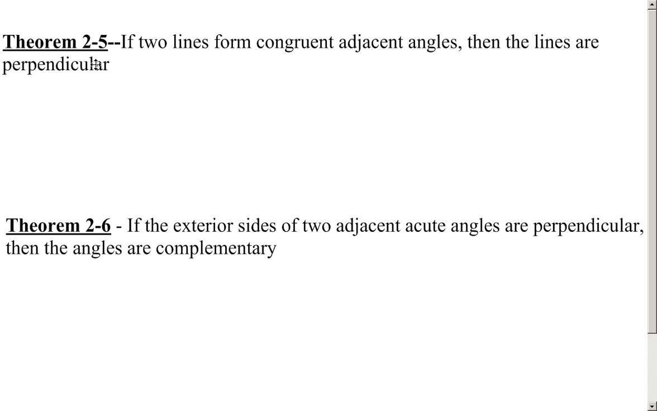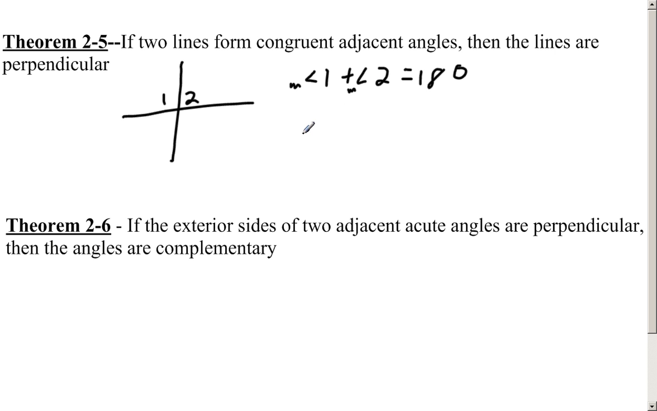The second theorem is theorem 2.5, which says if two lines form congruent adjacent angles, then the lines are perpendicular. So now we have two lines. We're not sure if they're perpendicular, but we're told angle 1 and angle 2 are congruent. Well, if they're congruent, they have to add up to 180. So angle 1 and angle 2 have a sum of 180. Okay, their measures do. Which means if they're congruent, they each have to be 90 degrees. And then by definition, they're perpendicular lines. So this is another theorem right here.